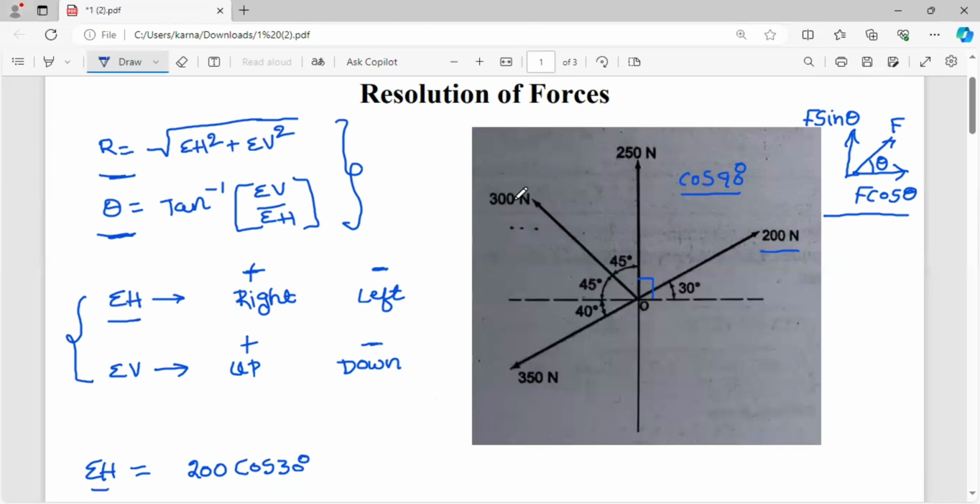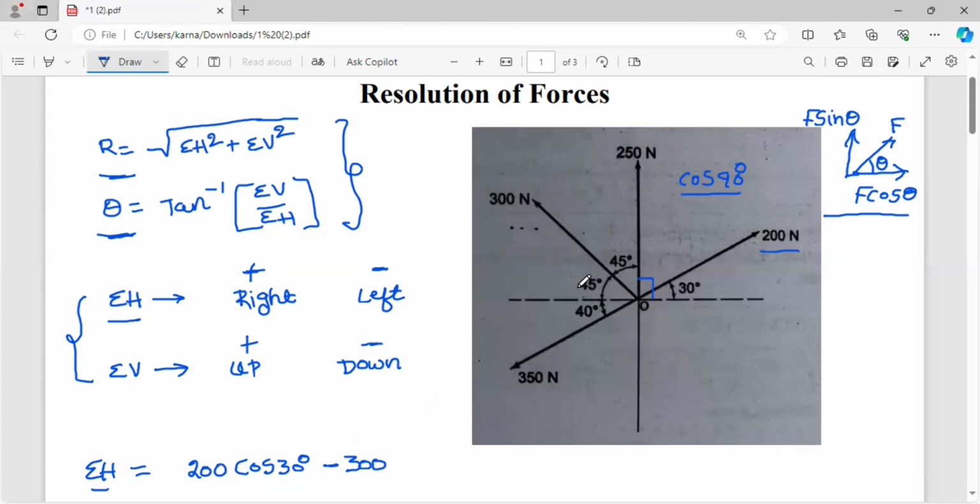Next, coming to 300 newtons. 300 newtons, arrow mark in the left hand direction. So left hand direction means you take it as negative. So 300. What is the horizontal component for 300?